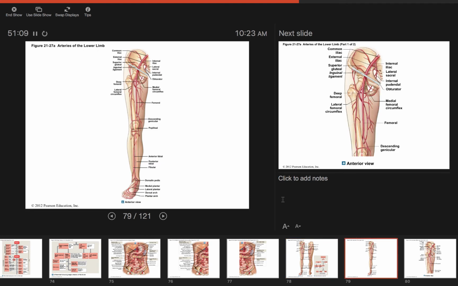Okay, so here's the leg. You can see the femoral artery just underneath that inguinal ligament. And then the femoral artery is going to come all the way down, go right behind the knee, and then it's going to divide. One of the branches is going to come around to the front and go on the front of the tibia, and that is called the anterior tibial artery. And one of the branches is going to go behind the tibia, and that's called the posterior tibial artery. So in the leg, we just have the femoral and then the anterior and posterior tibial arteries.